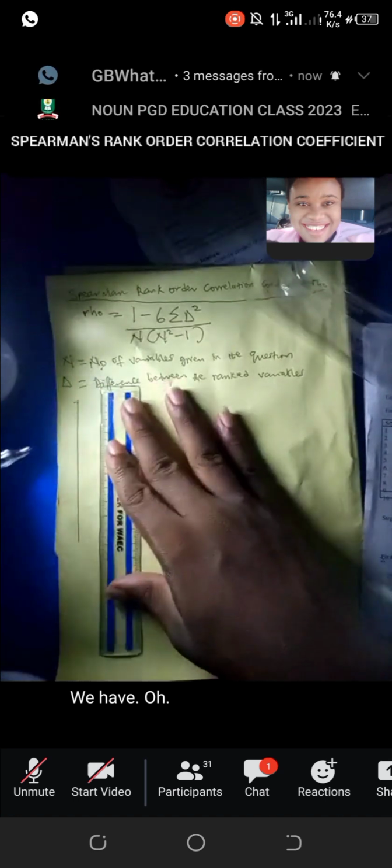So we have X and Y as usual. X represents one of the variables, Y represents the other one.